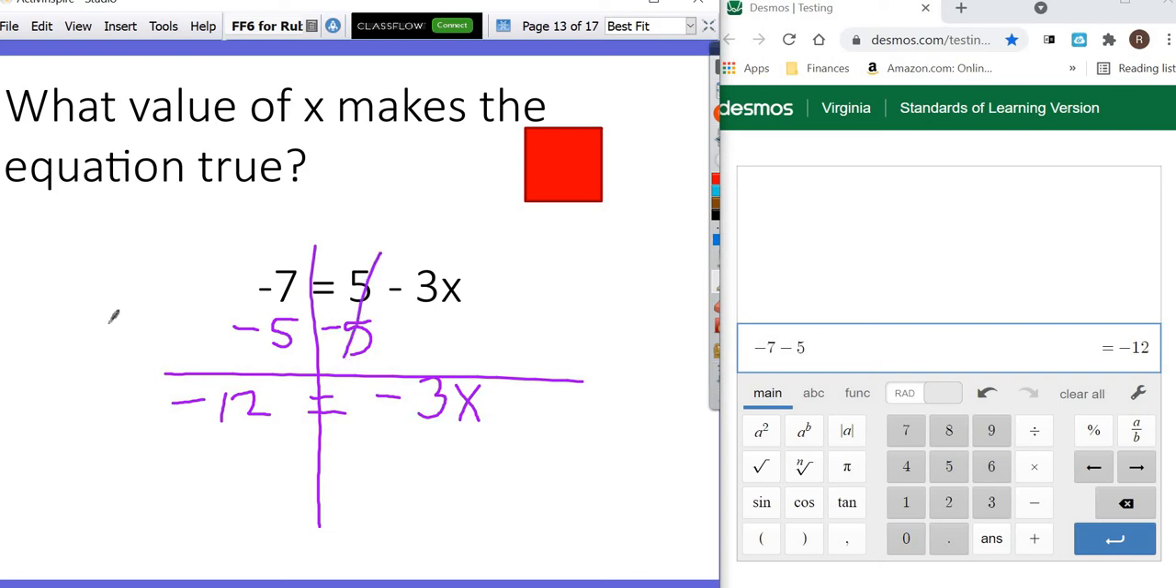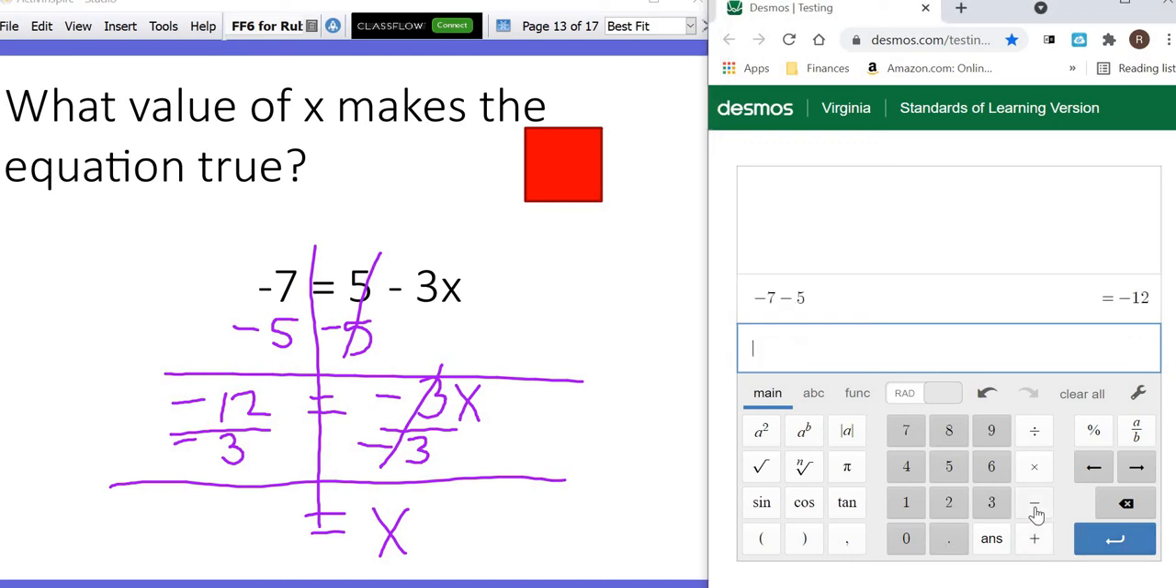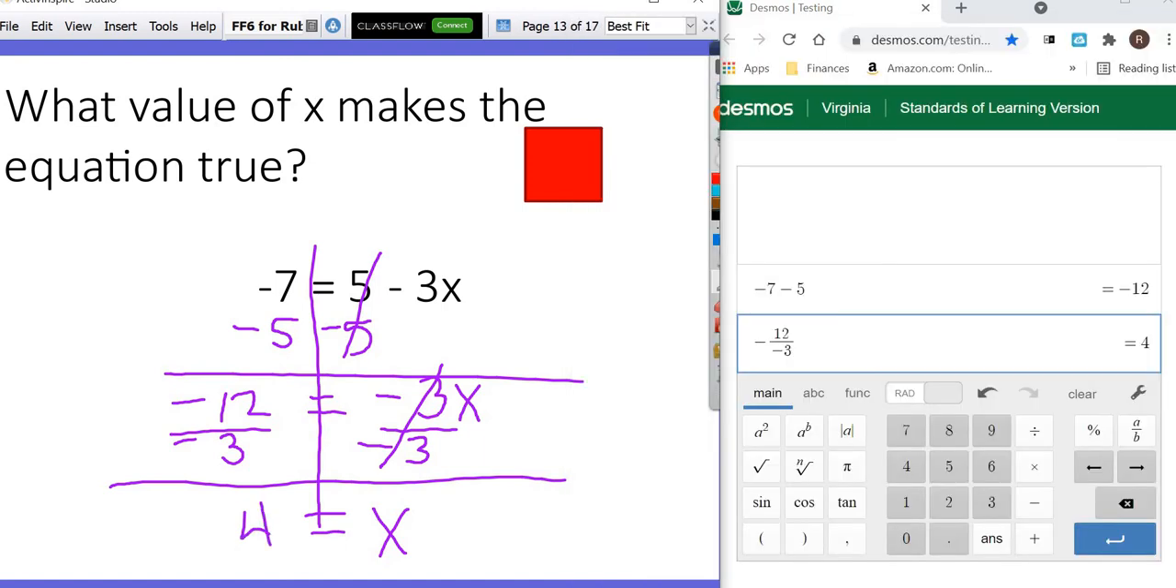And I ask myself, this is negative 3 times x. How do I undo multiplication? Well, I have to divide. And I have to divide by everything that's attached to that variable. So I'm dividing by negative 3. So let's come back over here to my calculator again. Negative 12 divided by negative 3 gives us 4.